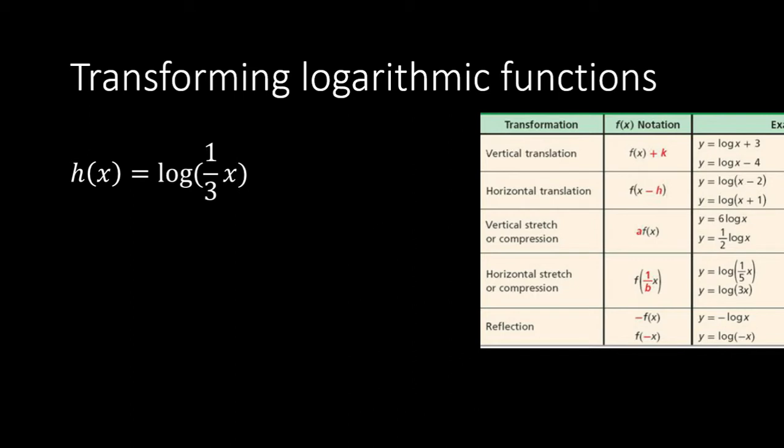So what if I have log of 1/3 x? How does that differ from just plain old log x? Well, pretty easy to see. I've multiplied the inside of this logarithm, the quantity of x, by 1/3. So take a look over here. I see the same thing, 1 over b. So what does it mean if I have 1 over 3? Well, that kind of looks like this one. So in this case, they said it's stretched by 5. So in my case, it must mean I stretch horizontally by 3. So I've done a horizontal stretch by a factor of 3.